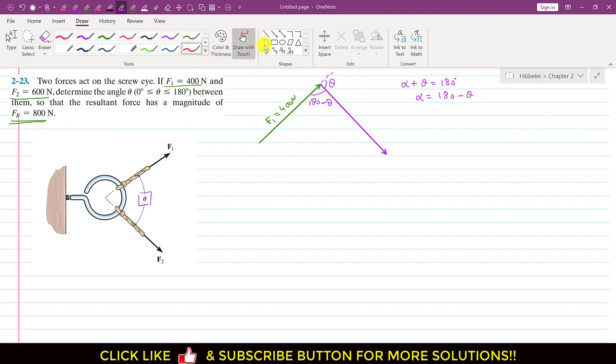And what will be the resultant of both of these? The resultant will be from the tail of the first vector to the head of the last vector. So this is FR, whose magnitude is also given in the statement, 800 Newtons. This one is F2, which is 600 Newtons. Now, F1 and F2 and the included angle are known, and this opposite side magnitude is also known, so we can apply the cosine law.